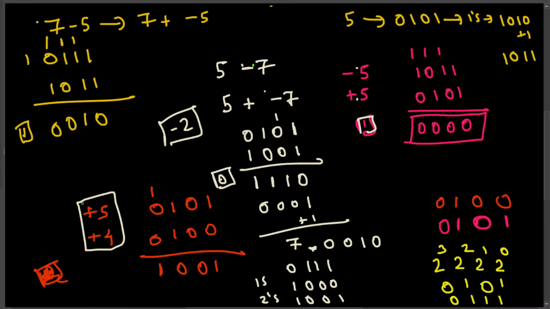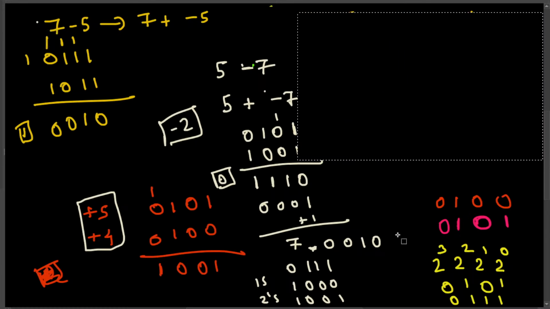Okay. Now let's try another example. Maybe I'll try one more thing. Let's try negative signs. I'm going to erase this one because you have to know one more thing. You'll see it in this example.